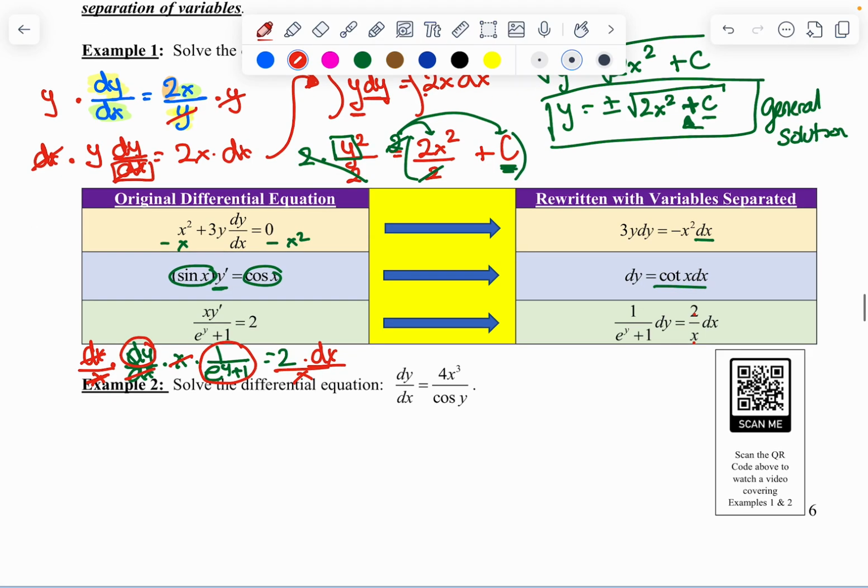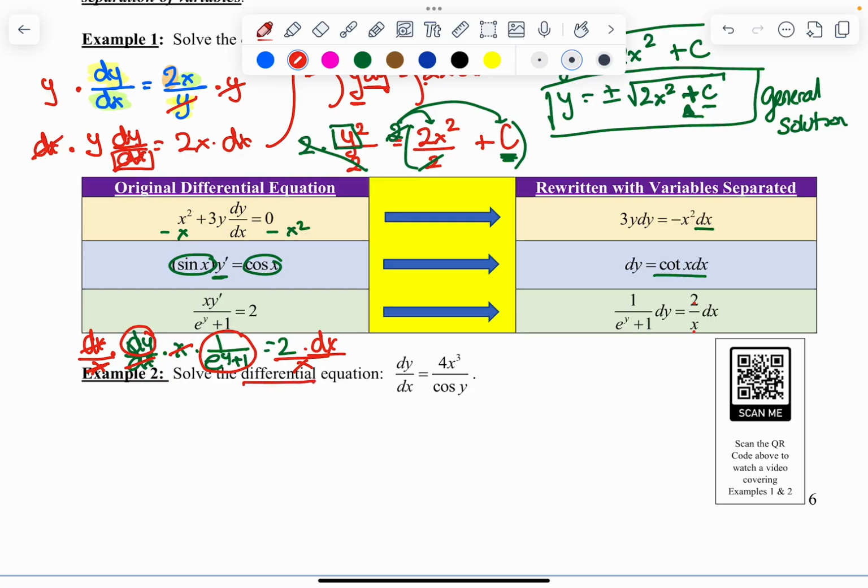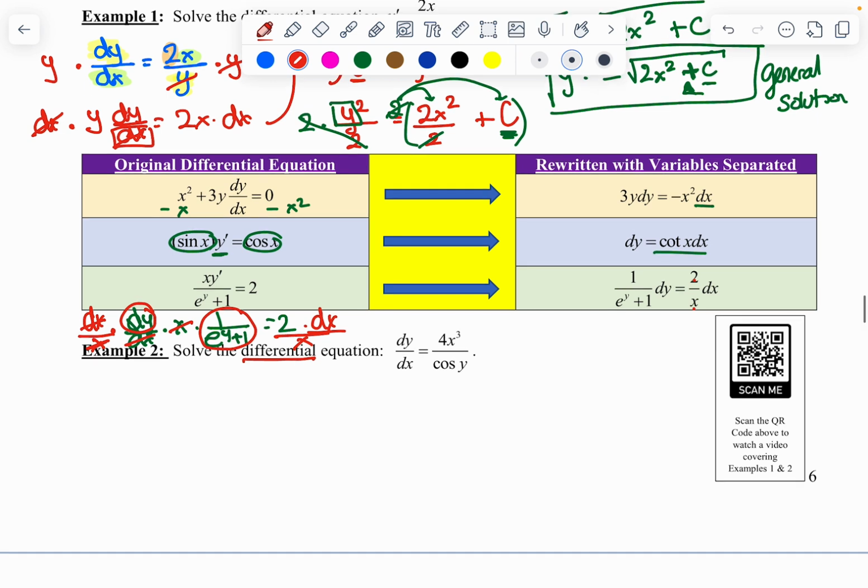So here's example 2. Let's solve the differential equation. When they say solve the differential equation, they basically mean find the general solution. Sometimes they'll say solve the differential equation given the initial condition so-and-so. That just means find the general solution and then the particular solution. All right, so looking at this problem, here's my rewrite. I always like to rewrite my problems.